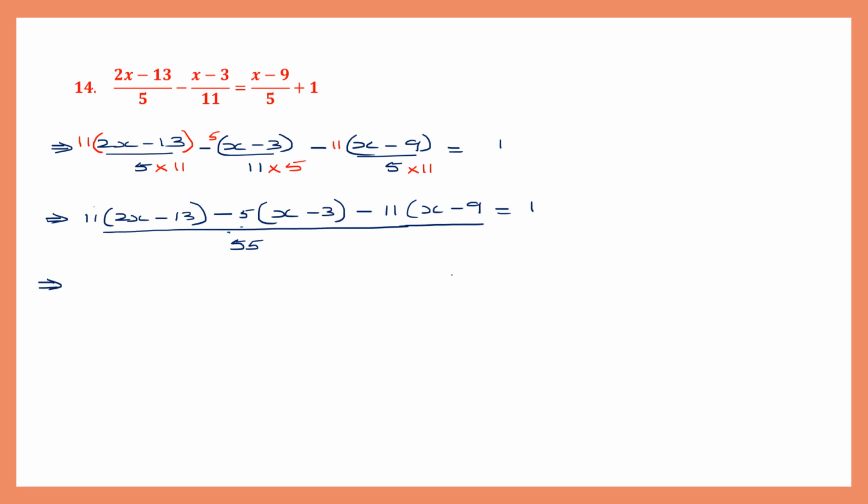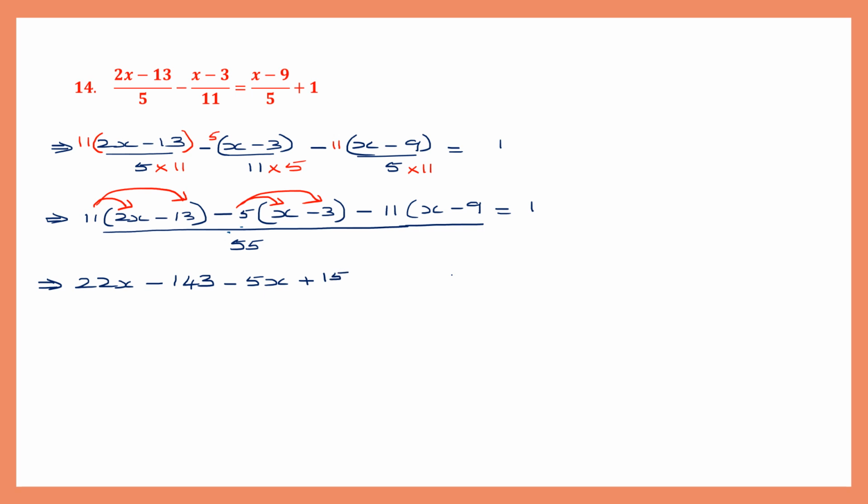11 into 2x and then 11 into minus 13. So 11 into 2x is 22x. 11 into 13 is 143, and that is minus, so minus 143. Now here minus 5 into x and minus 5 into minus 3. So minus 5 into x is minus 5x. Minus 5 into minus 3 is plus 15.